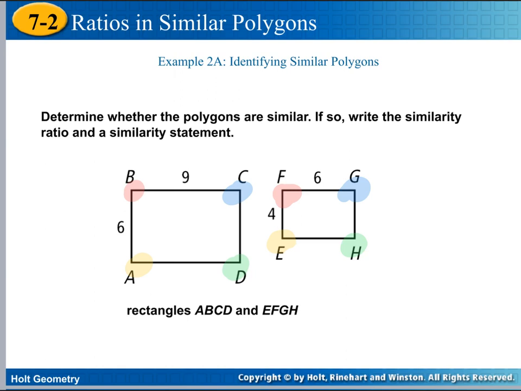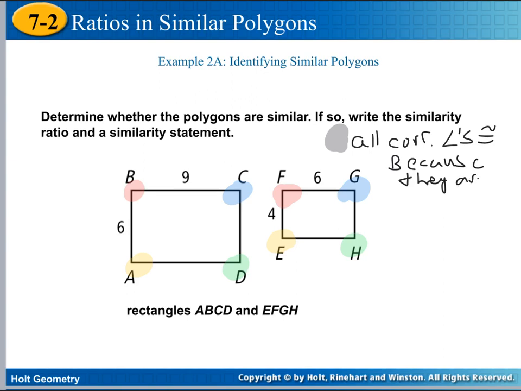So I can just make this the generic statement. I could say all the corresponding angles are congruent because they are right angles. So that takes care of the congruent angles.